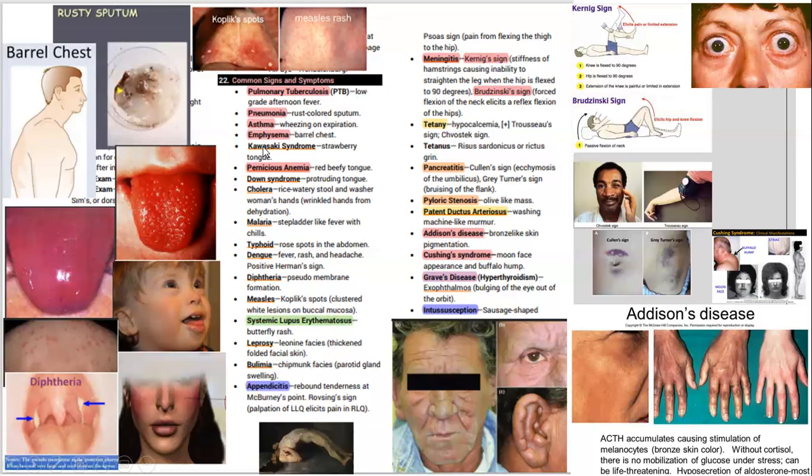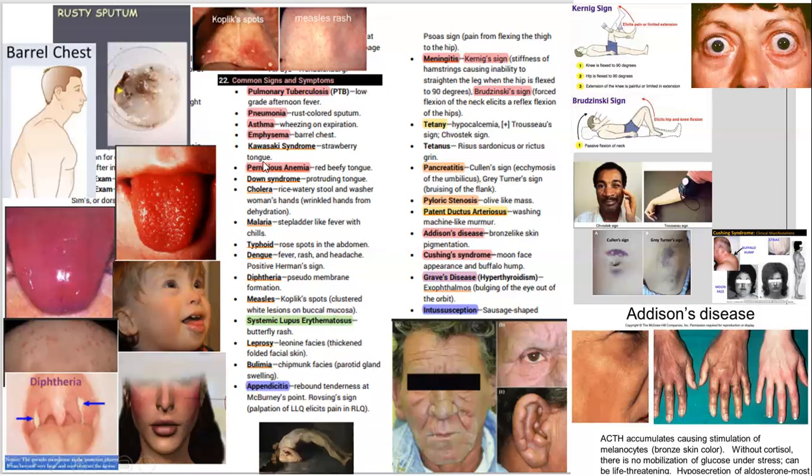Next one is Kawasaki disease. The characteristic nature of Kawasaki is a strawberry-like tongue. We call it strawberry tongue. Kawasaki disease is also known as mucocutaneous lymph node syndrome. It is an inflammation or swelling of the blood vessels throughout the body, most commonly affecting children, and the patient presents with a high fever.